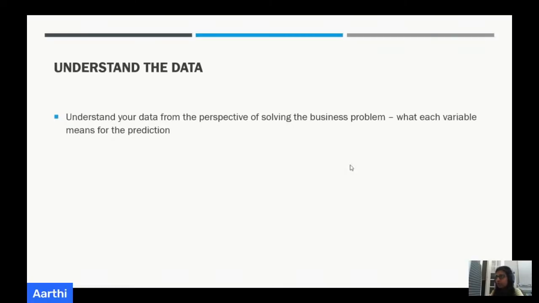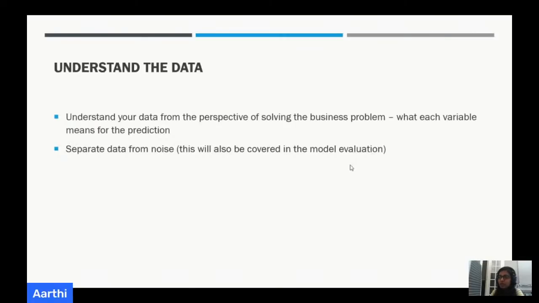Understanding the data. Understand your data from the perspective of solving the business problem. The first question you need to ask is what problem you are solving. Are you, for example, predicting the COVID number, like how many people will test positive tomorrow? Or are you going to predict an occurrence, like, is it going to rain tomorrow or not? You need to understand your goal to be able to understand your data as well.